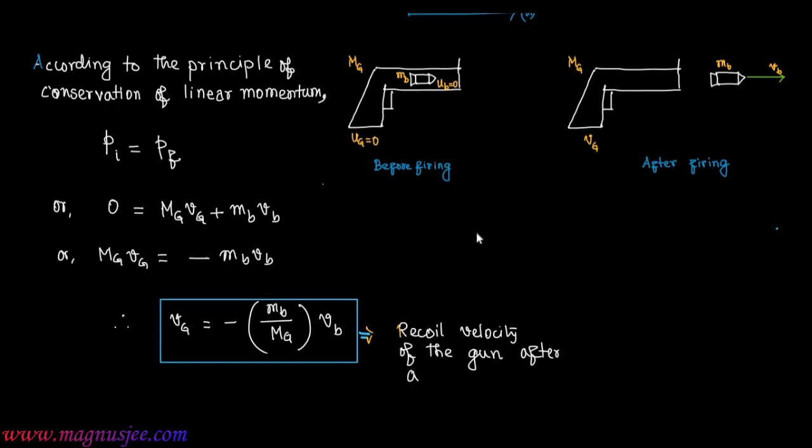This is the recoil velocity of the gun after the firing of the bullet, and the negative sign indicates that if the bullet moves in the forward direction with velocity v_b, the gun recoils, that means the gun will move with the velocity v_g in the backward direction.